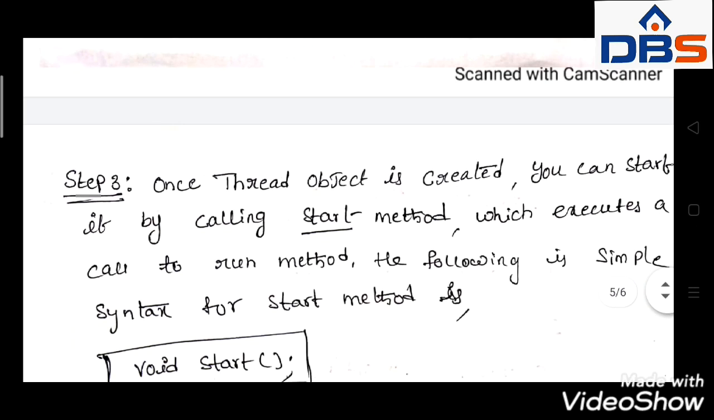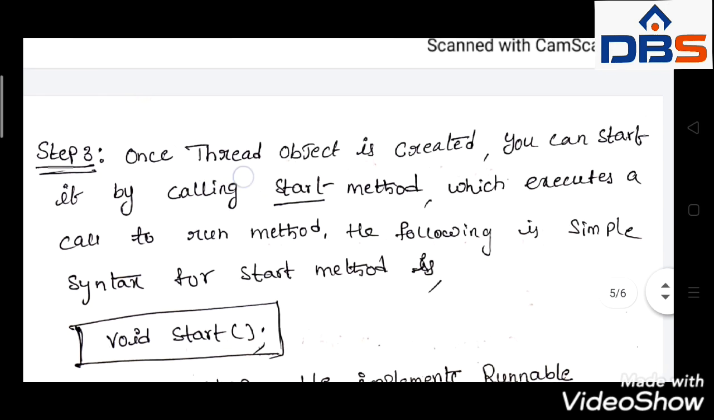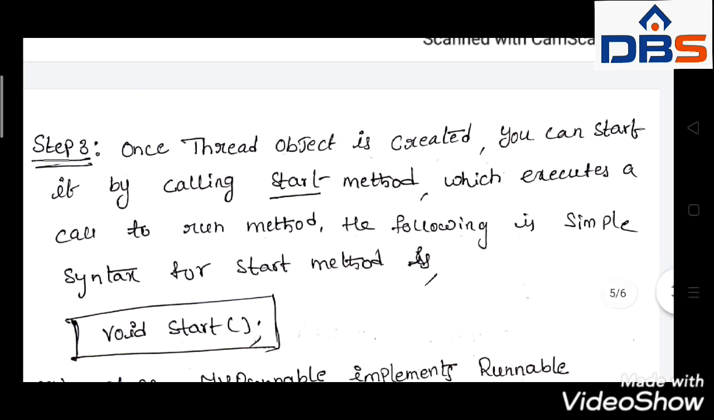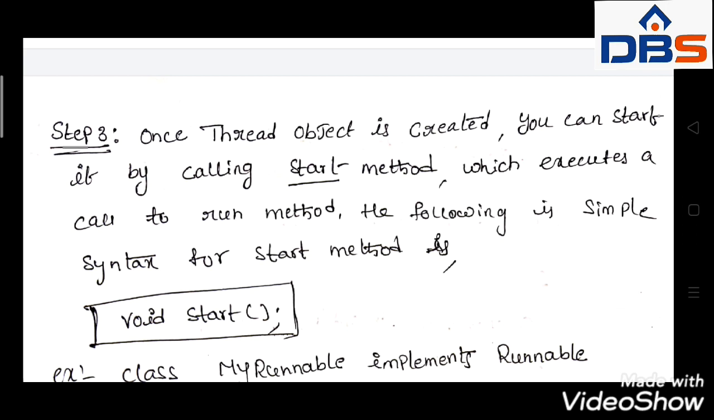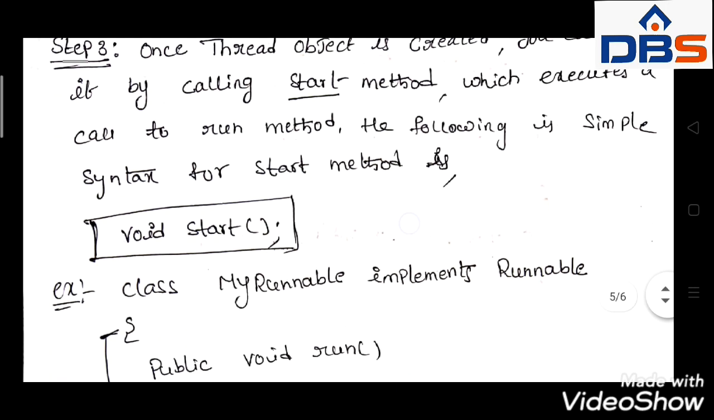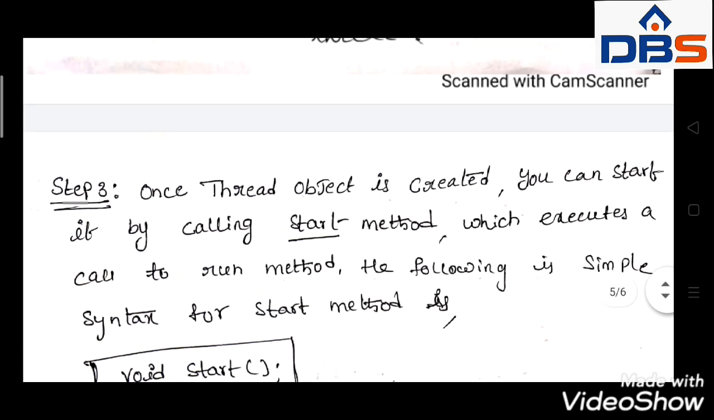Here, step 3. Once the thread object is created, you can start it by calling the start method, as I explained previously, which executes a call to the run method. The simple syntax for the start method is void start.